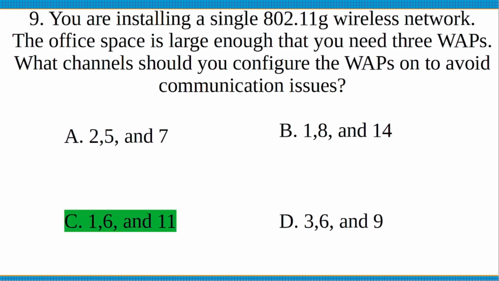The answer here is C. 1, 6, and 11. There are 14 communication channels in the 2.4 GHz range, but only the first 11 are configurable. The 3 non-overlapping channels are 1, 6, and 11.